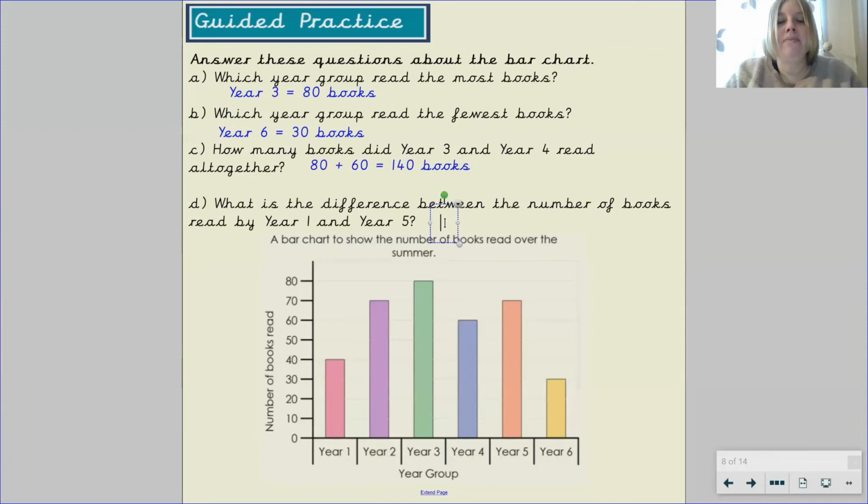year 5? So let's find out which is the tallest bar, year 1 or year 5? Year 5 is the tallest bar. And we can see that year 5 read 70 books. So I need to take away the number of books that year 1 read from this. So if I go to year 1, I can see that year 1 read 40 books. So 70 take away 40 equals, pause the video and solve it for me, children, equals 30. Well done. So the difference is 30 books.